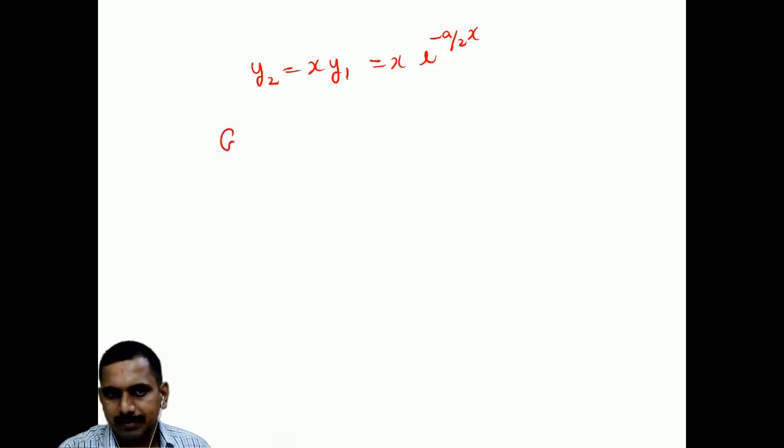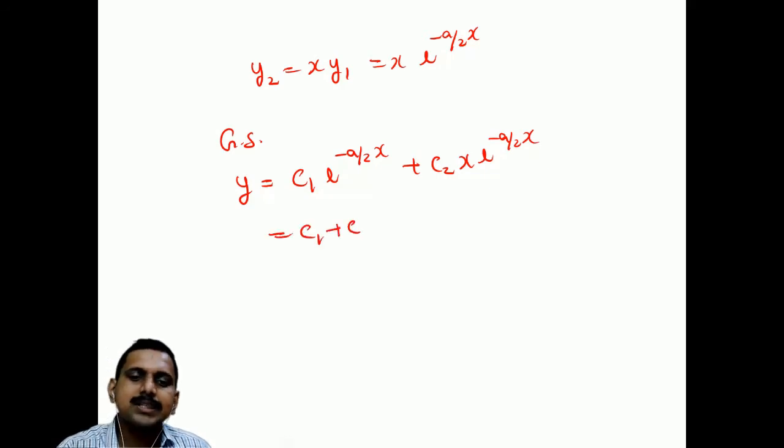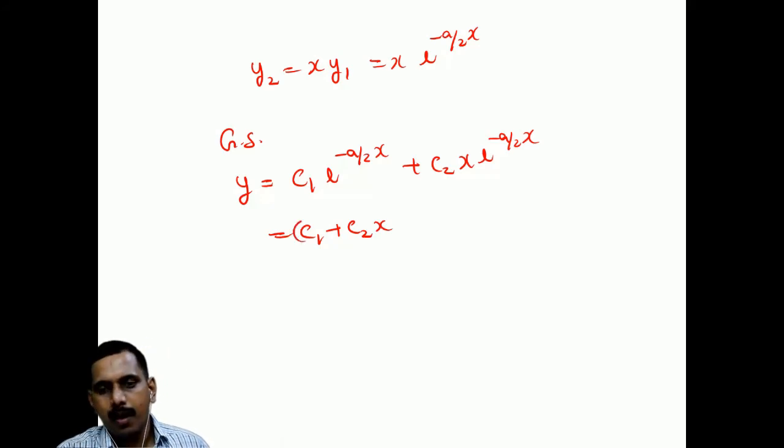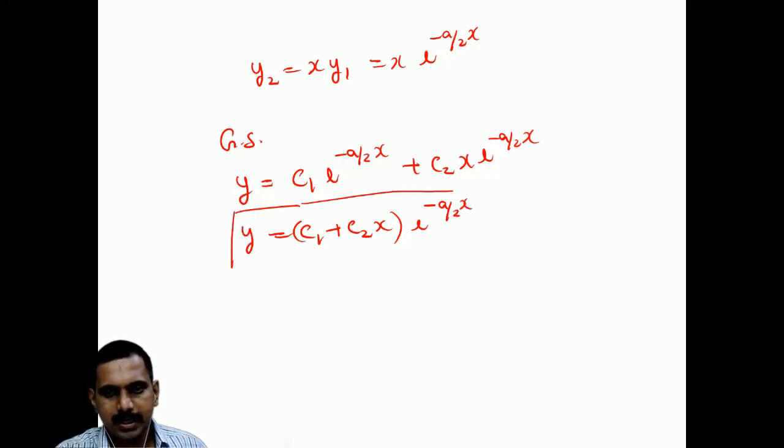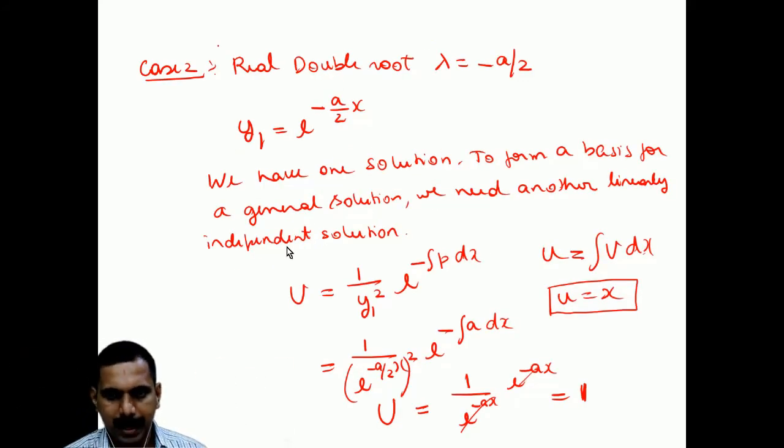Now what is the general solution? General solution, y is given by c1 into e power minus a by 2 x plus c2 into x into e power minus a by 2 x. Easy. So this can be written as c1 plus c2 x into e power minus a by 2 x. This is the general solution. Easy. So please write down what is the previous one. Once you finish that, I will come back.